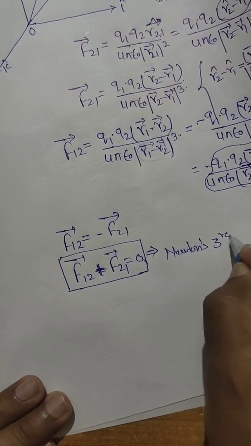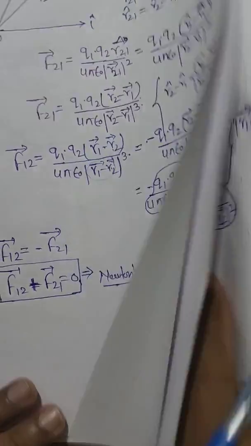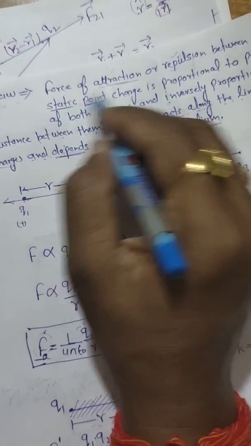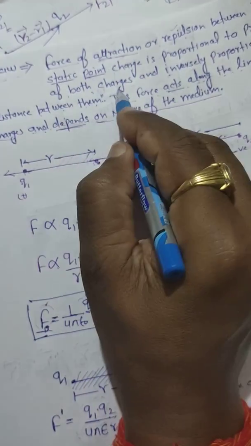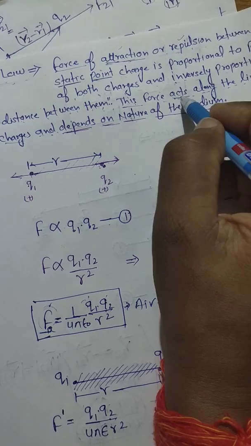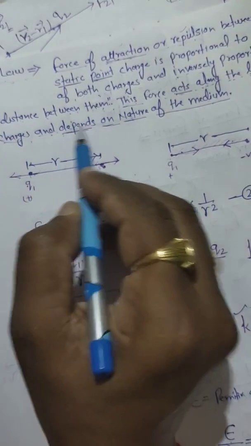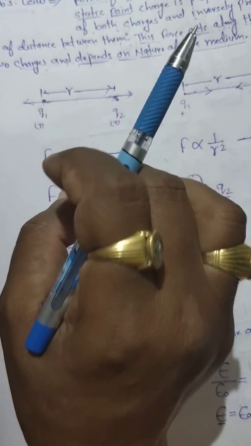So one important thing here: the main points related to Coulomb's law. Coulomb's law states that the force of attraction or repulsion between two point charges is proportional to the product of both charges and inversely proportional to the square of the distance between them. This force acts along the line joining the two charges and depends on the nature of the medium. And a very important thing is that Coulomb's law obeys Newton's third law, and it is a central force.